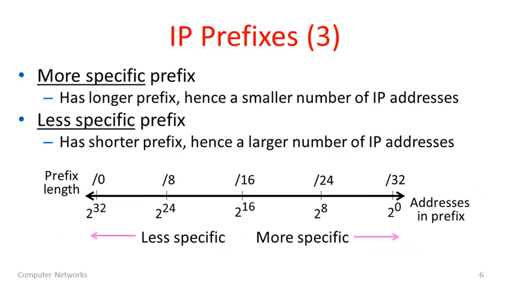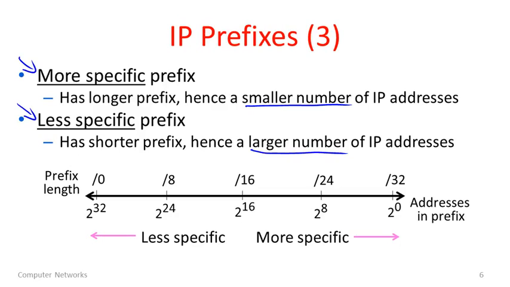There's a little more terminology that goes with prefixes that we need to know. We can talk about either more specific or less specific prefixes. More specific means that the length of the prefix is longer. That is narrowing the range of addresses because we're pinning down more of the bits at top. So a more specific prefix will have a smaller number of IP addresses. Similarly, a less specific prefix has a shorter prefix. It allows more of the bits to be free, so it will have a larger number of IP addresses. And I'm spelling this out because it's a little counterintuitive at first.